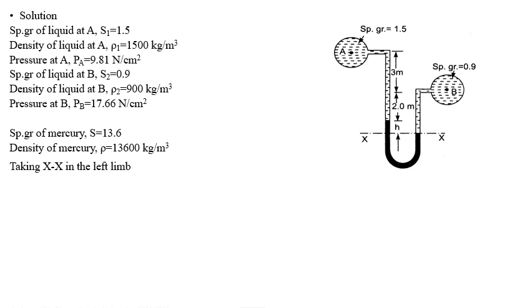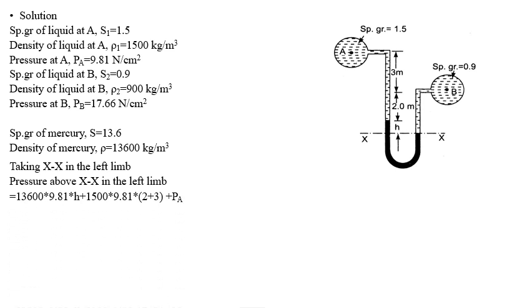Now taking XX in the left limb. XX is the reference line here. Now consider the pressure above XX in the left limb. What is the pressure available in the left column above the XX line? Here, for the height of H, there is mercury available.